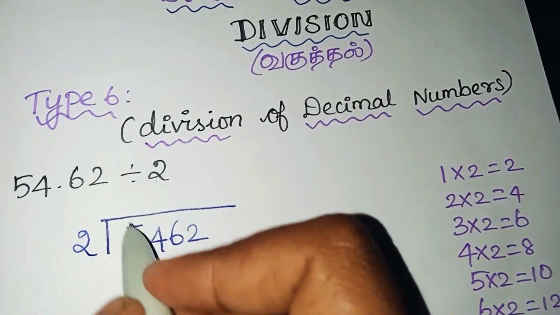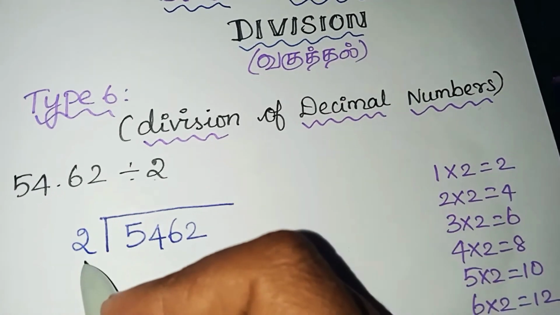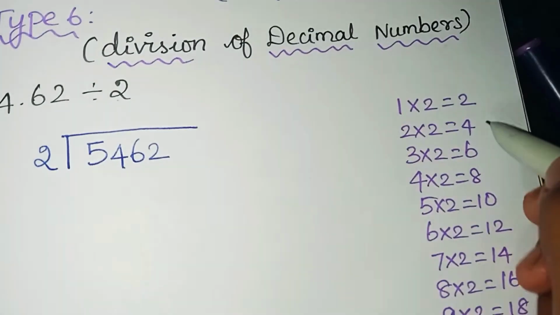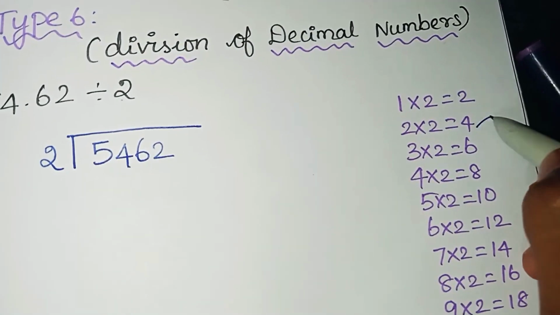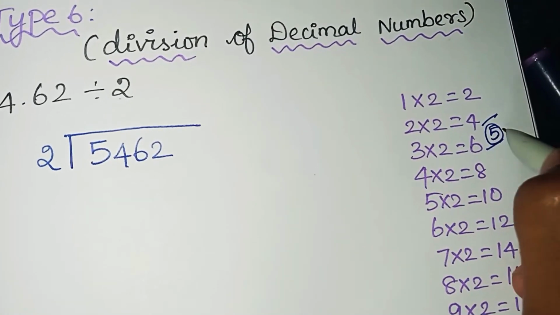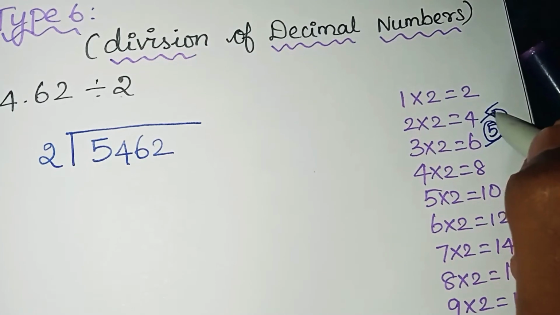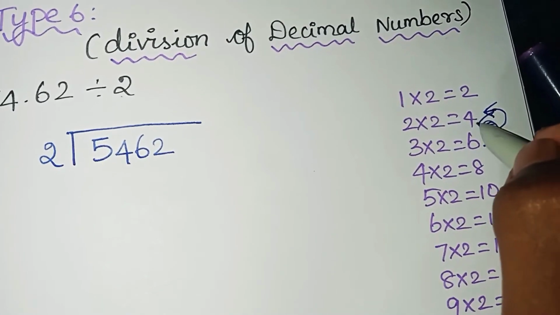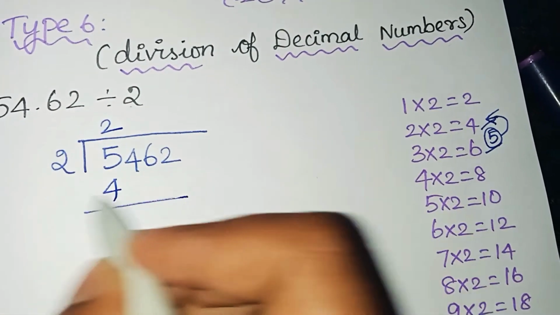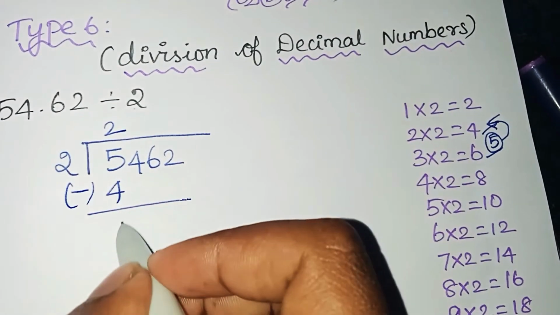So as usual for division, second table, how many 2s are 5? No, we don't get 5 directly in second table, so we have to take the 5 in between. இங்க இருக்கு 4 and 6. So you have to take before number, smaller number எடுத்துக்கணும். 4 இருக்கு. How many 2s are 4? 2 into 2 we get 4. Next step is subtraction. 5 minus 4, 1.